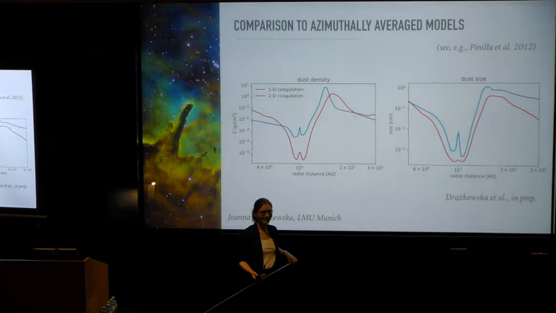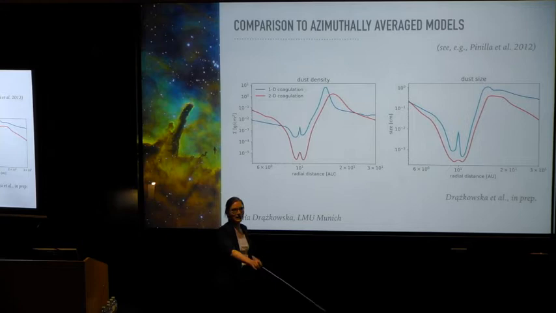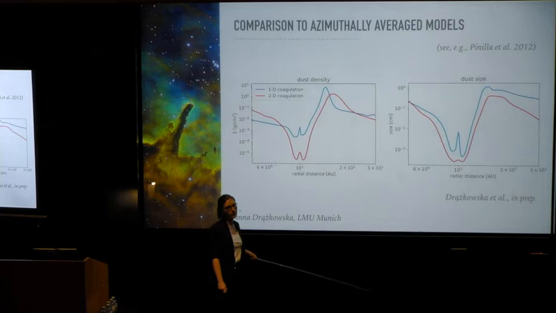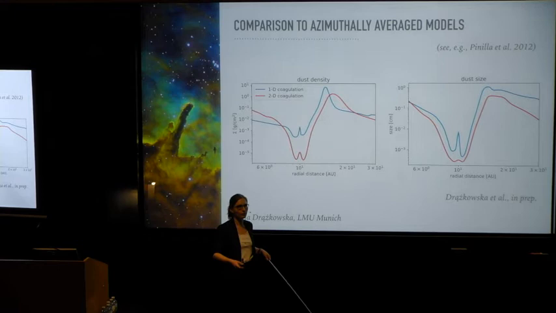This is exactly the case. If you look at 2D, the planet is at only one place at one time, and then the 1D averages it out and sees only one pressure maximum at one radial location. So this is one reason for which in 2D this trap is smeared out. Another reason is that we think the spiral wakes also introduce more mixing, and the 1D method is just not able to see that. Thank you.